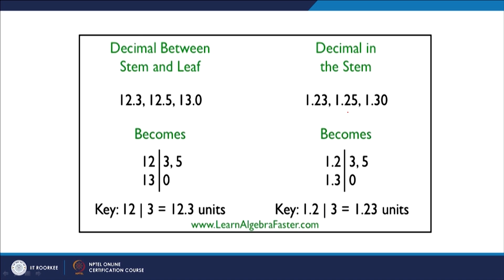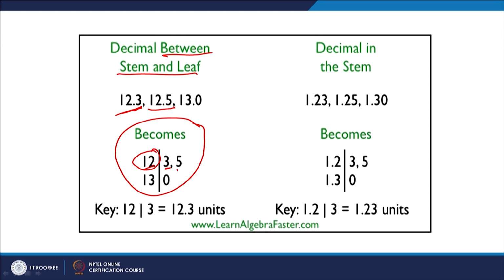Now, if there is a decimal between stem and leaf, then how do you prepare the stem and leaf diagram? So, this is the stem and leaf diagram for a decimal between stem and leaf. Let us say the number is 12.3. So, this is stem 12 and this is leaf 3. This is 12.5, so 12 and 0.5, 13 and 13.0. This is how you represent a stem and leaf diagram when there is a decimal between stem and leaf.